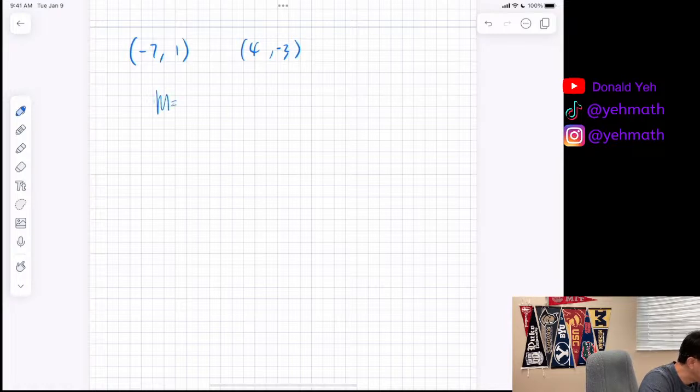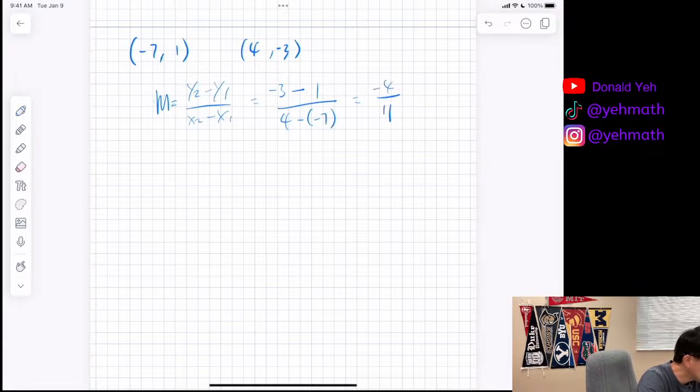Slope: y2 minus y1 over x2 minus x1. We already did this last Friday. Sorry. -3 minus 1 over 4 minus -7. So that's going to be -4 over 11. That should be right, right? Point slope form. I'm going to choose one point, this point. So it'll be y minus 1 equal to -4 over 11 times x minus -7. Minus -7 becomes plus 7.